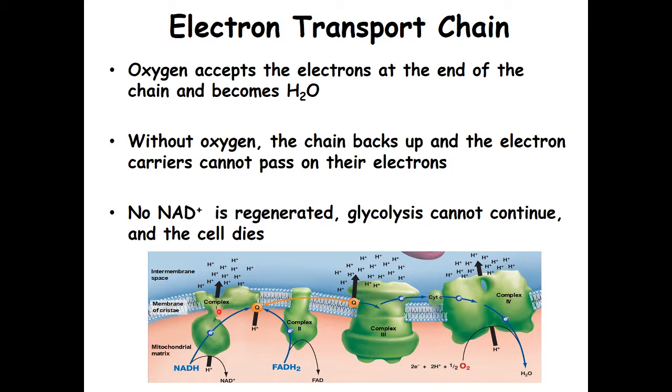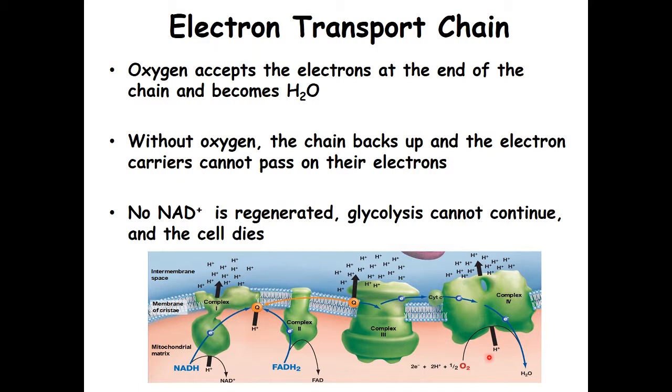And as I talked about in the last slide, each one of these ETCs is getting higher and higher EN, and at the end, oxygen has the highest EN of all. So the electron will move through all of this, and then at the end will end up with oxygen. And when it ends up with oxygen, then it becomes water.